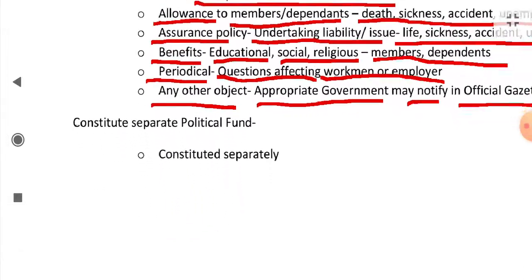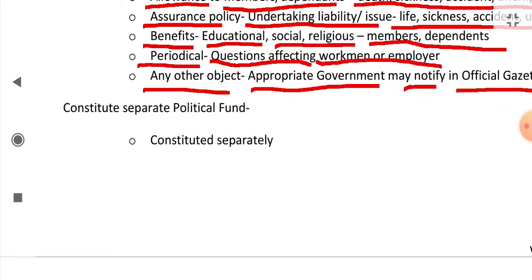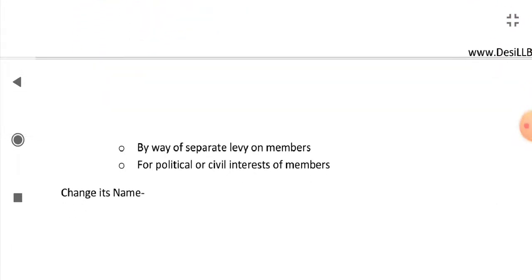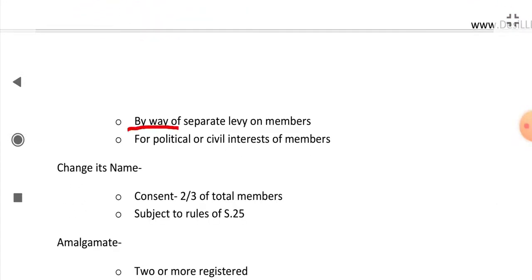If the trade union wants to do political or any other activity, it has to constitute a separate political fund. It is constituted separately by way of a separate levy on members, for political or civil interests of members.